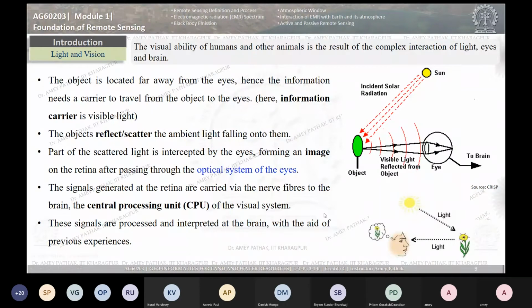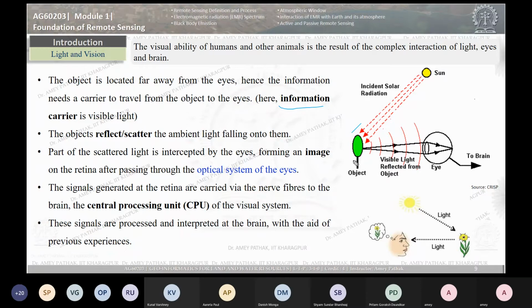Here again the same process is explained in more detail. The visual ability of humans and other animals is the result of a complex interaction of light, eyes, and brain. So this is a light source, this is an object, and this is our sensor, the eye. What is happening here? This object is located far away from the eye, hence the information has to be carried through some wave. Here the information carrier is our visible light.